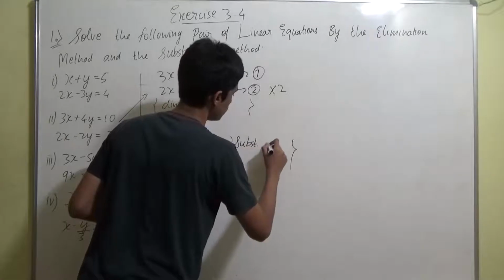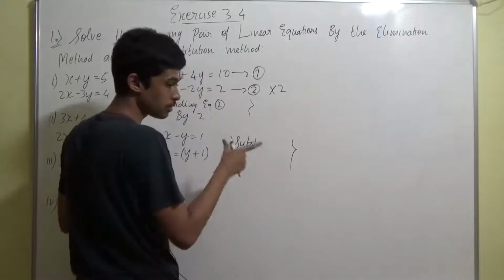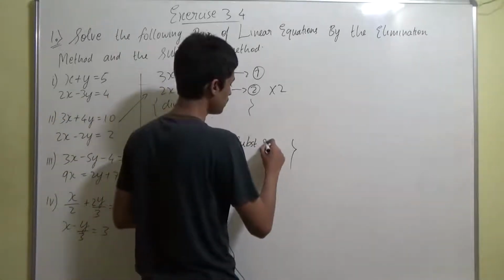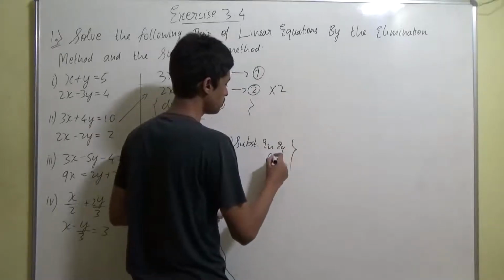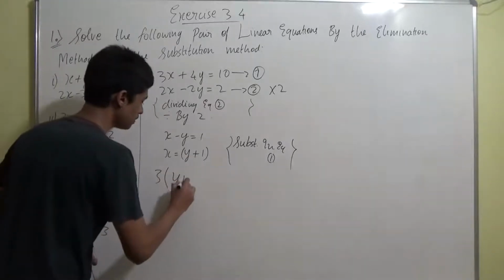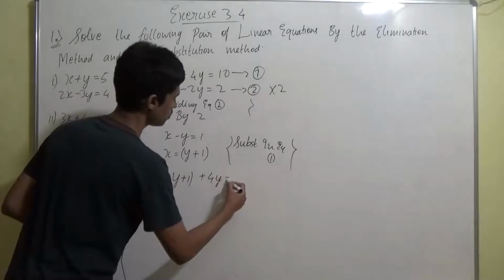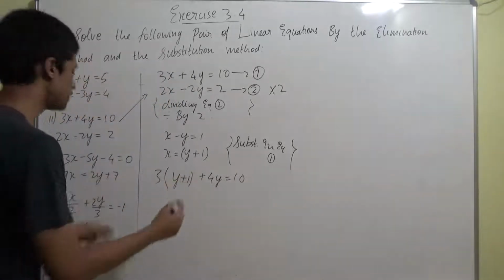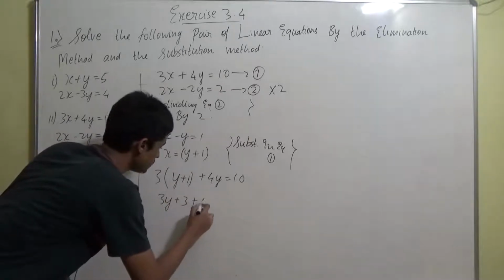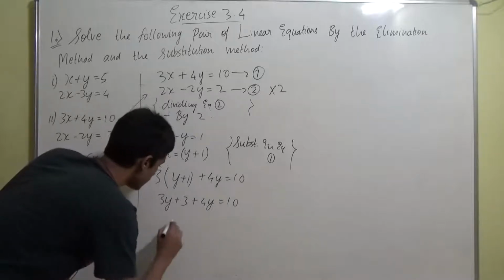I'm writing in short form, guys, but when you copy down, write it in full form. As well as in an exam, you have to write it in full form, or else you might end up losing marks. Substituting in equation 1. What will happen? 3 into x, whose value is y plus 1, and then plus 4y equal to 10. Now let's open it up. It becomes 3y plus 3 plus 4y equal to 10. This becomes 7y plus 3 equal to 10.